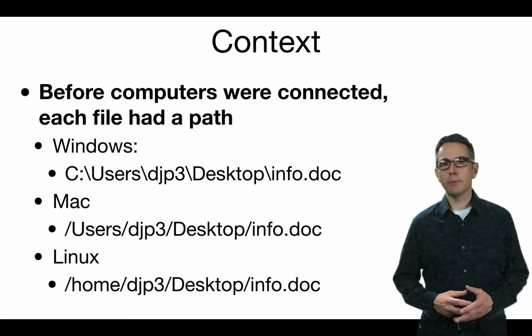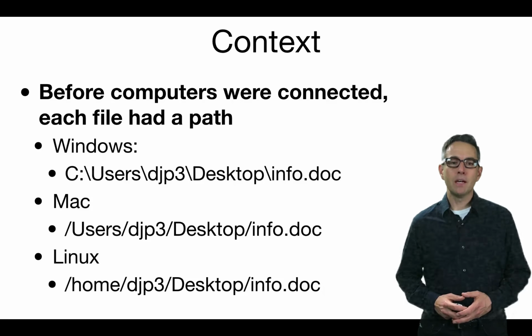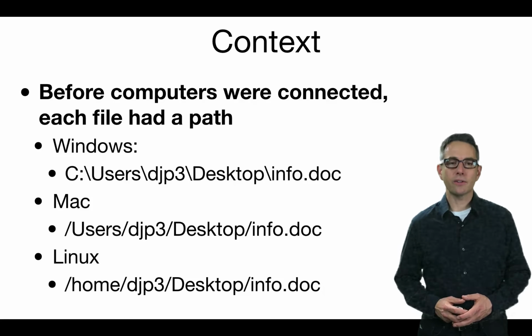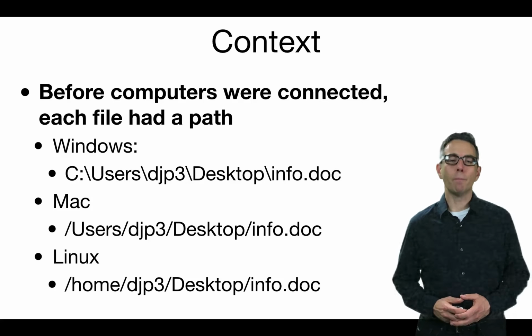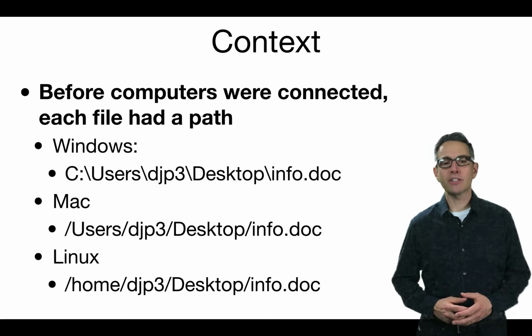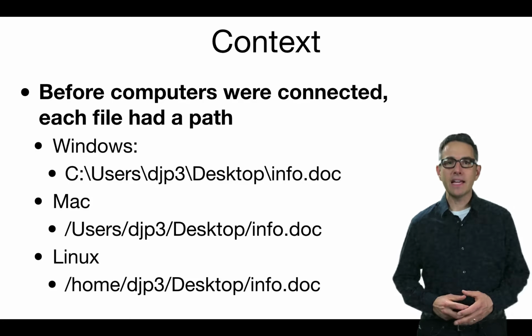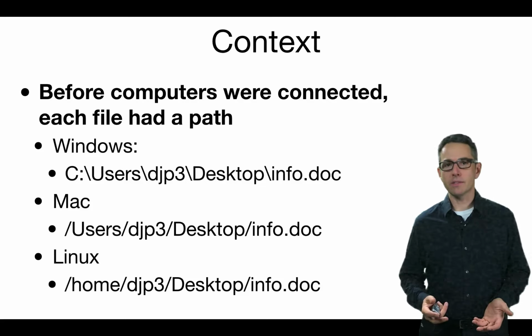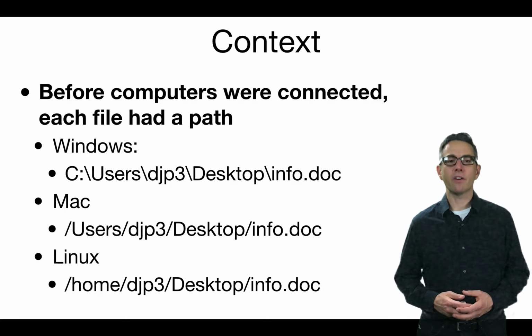Finally, Linux looks a little bit more like Mac. They're based on similar underlying technology in the operating system. But instead of starting with a users directory, the top directory in most Linux systems that contains the users' files is called home. So /home/djp3/desktop/info.doc. Those are three different file paths existing on three different operating systems that are referencing maybe the same file, but they're existing on different hard drives.